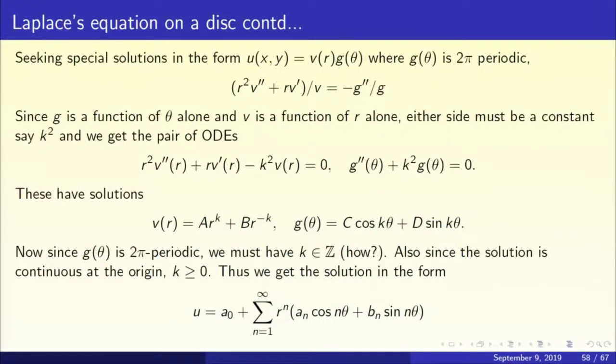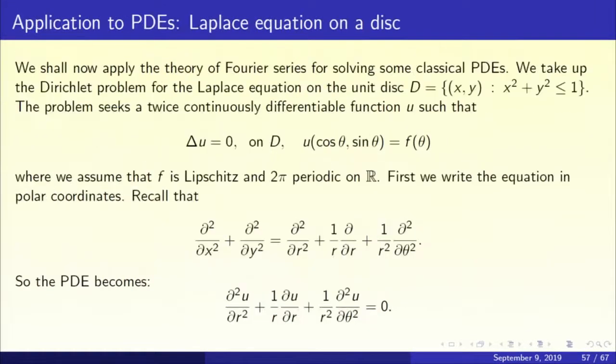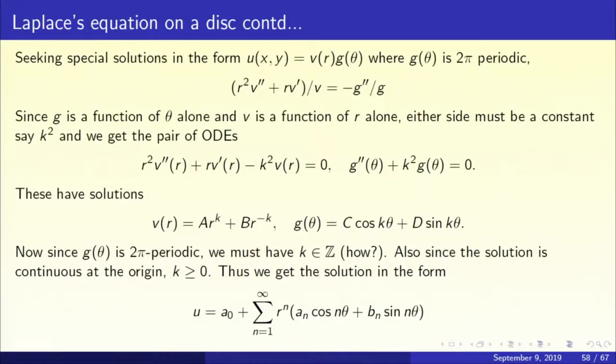Now we must bring in the boundary conditions. What is the boundary condition? u of cos theta comma sin theta is f of theta, as you see in the slide. We must now incorporate these boundary conditions, which means that in this last equation that you see on this slide, you must put r equal to 1. When you put r equal to 1, the left hand side is what? u of cos theta comma sin theta, that is f of theta.